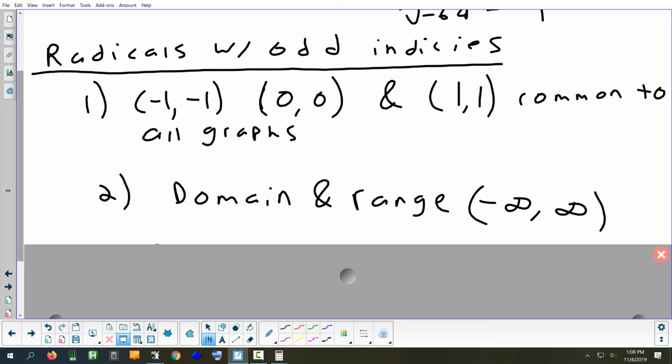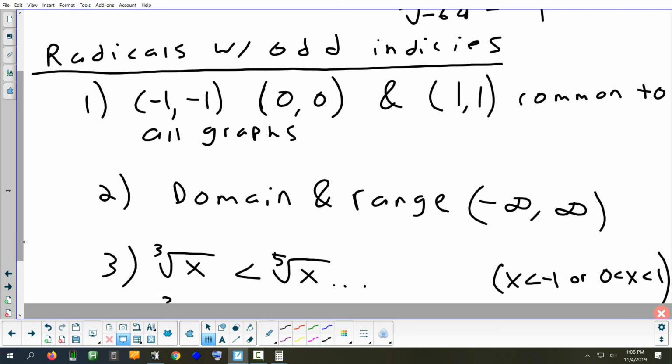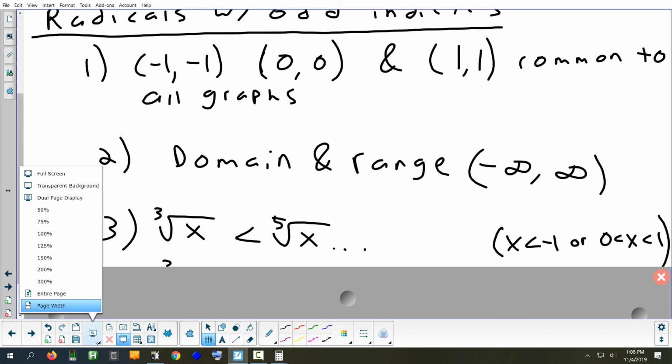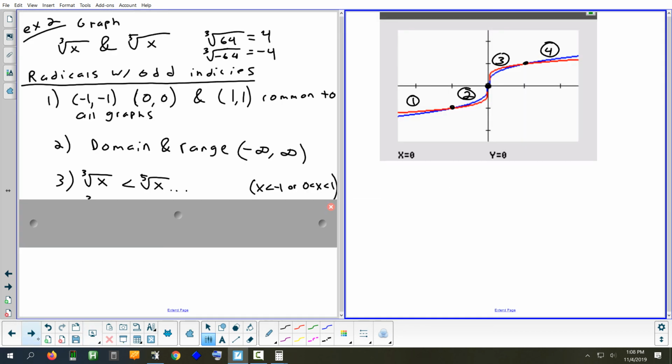Domain and range, both negative infinity to infinity. Now, this part gets a little confusing, which is why I use the section numbers. I think that makes it a little clearer. But if we put this back, less than -1 is section 1. Between 0 and 1 is section 3. So in sections 1 and 3, the higher the root, the higher it is on top of other graphs.